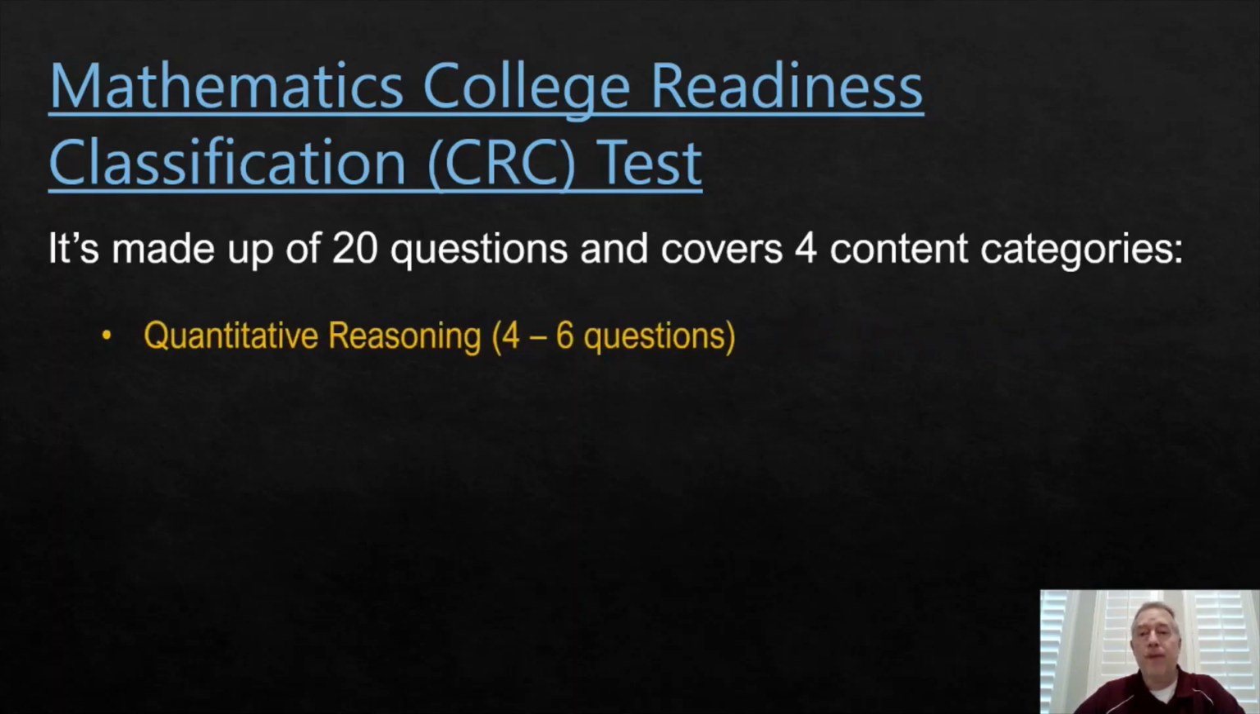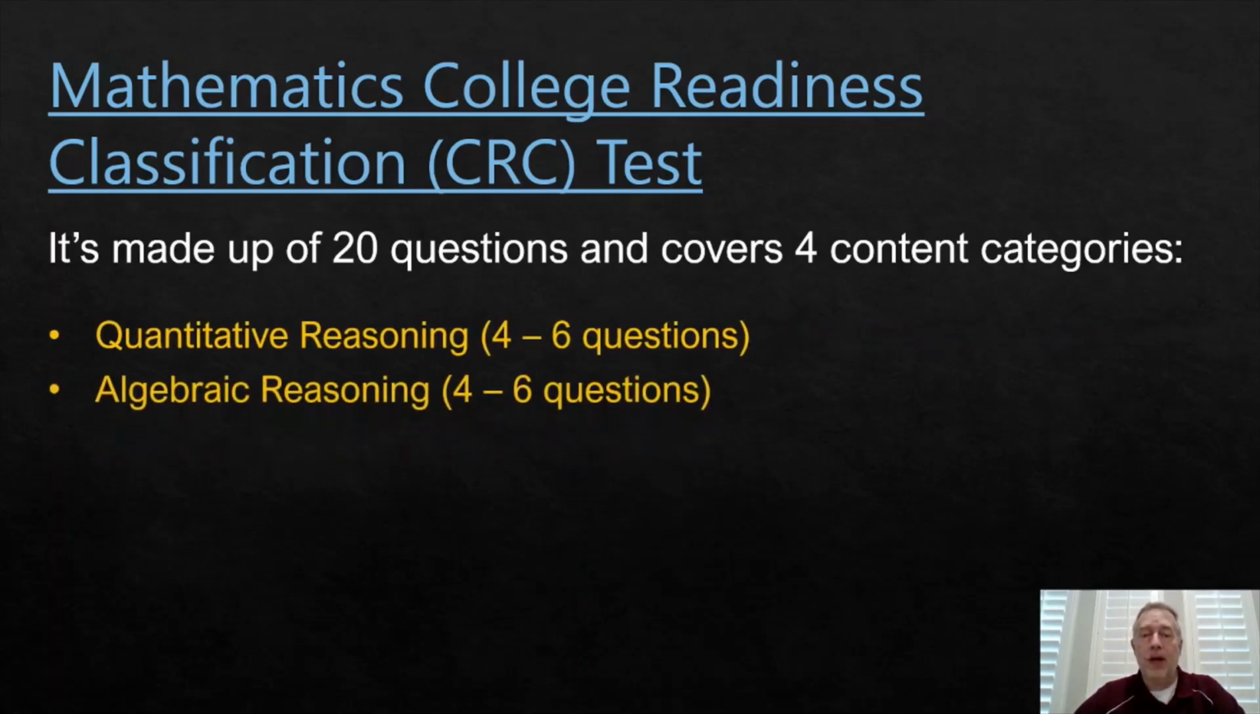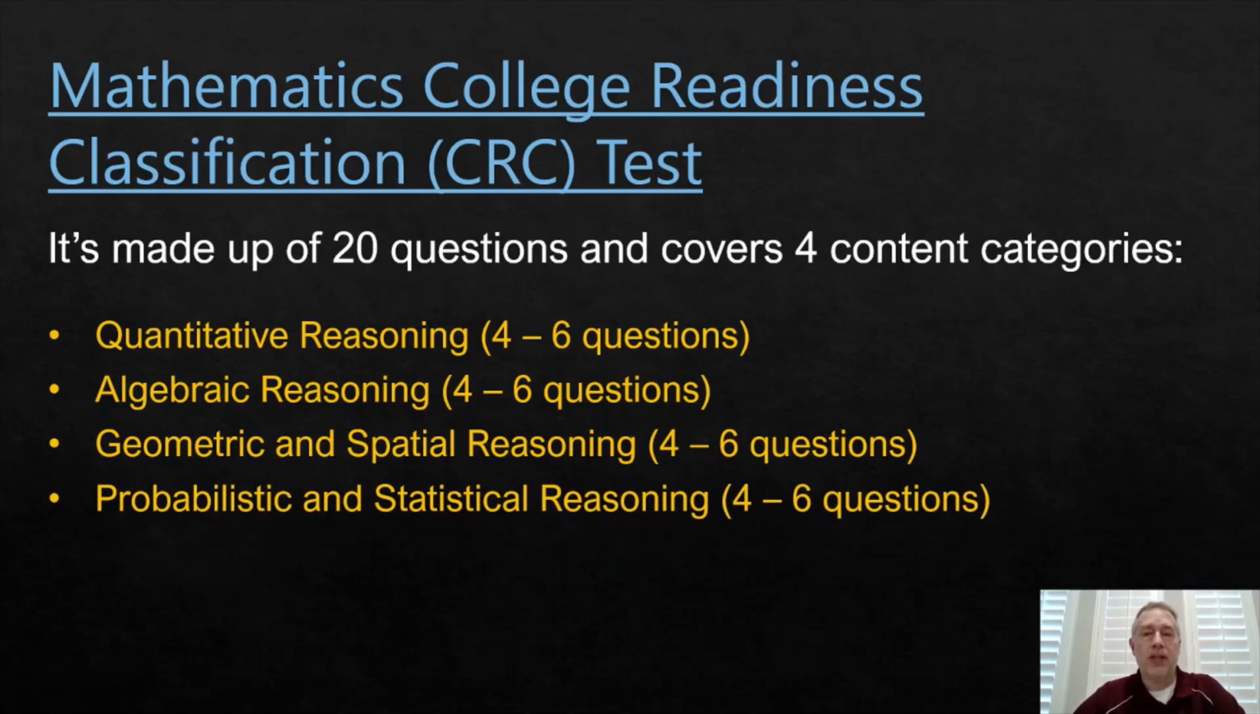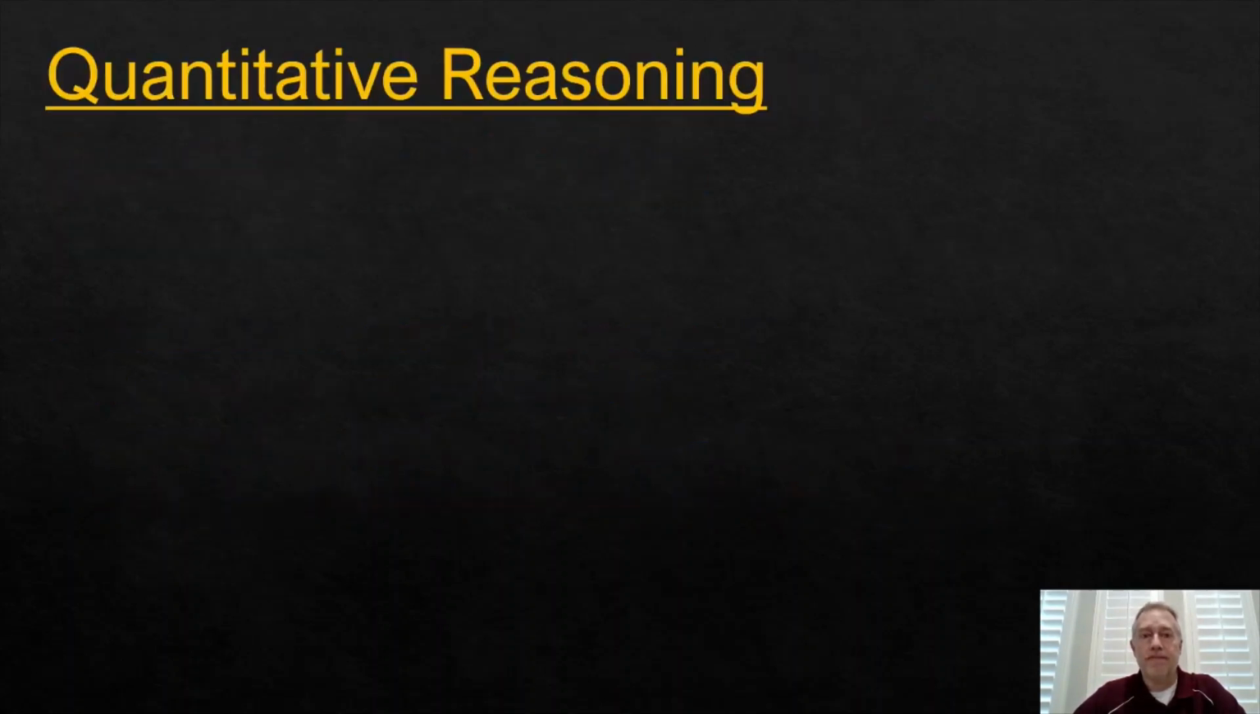You're going to see 4 to 6 questions from what they call quantitative reasoning, 4 to 6 questions from what they call algebraic reasoning, 4 to 6 questions about geometric and spatial reasoning, and then another 4 to 6 questions about probabilistic and statistical reasoning. Now, if you're anything like me, I don't know what the heck they're even talking about. So let's kind of break this down into terms that I kind of understand, because that made no sense.